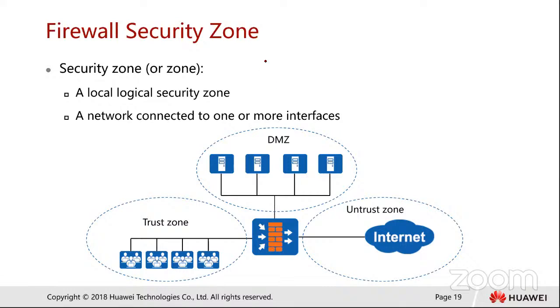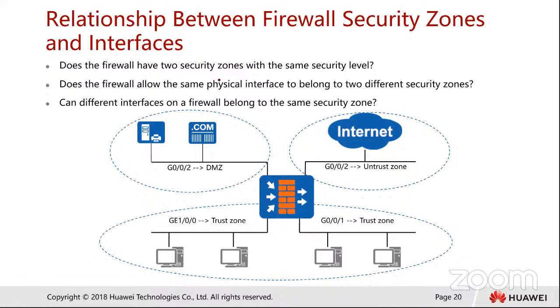Relationships between firewall security zones and interfaces: all devices on the network connected to the same interface must reside in the same security zone. Each security zone may contain networks connected to multiple interfaces, and the interfaces can either be physical or logical. Users on different network segments connected to the same physical interface can be added to different security zones by using logical interfaces such as sub-interfaces or VLAN functions.